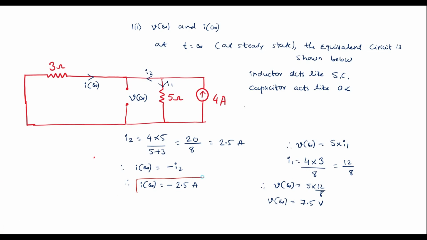This is I of infinity, that is minus 2.5 amp, and V of infinity is 7.5 volts.